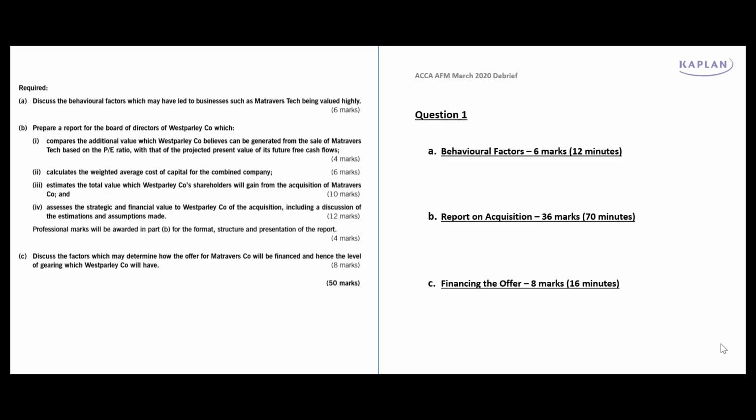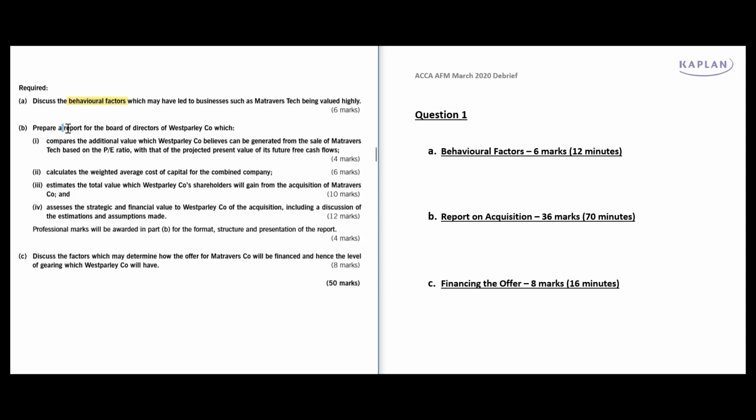So here are the requirements for question 1 on the left. You had just under 2 sides of scenario to read before you got to these requirements, but it's always a really good idea to read the requirements first to understand what they want you to do before you then read all the detail in the scenario. In this question you had the section on behavioural factors, which they said may lead to this business being valued too highly. So that was our first part. I've just set that up in my answer box here. To save you having to read my terrible handwriting, I'm doing this on a word processor, so you can hopefully make it a little bit more legible for you.